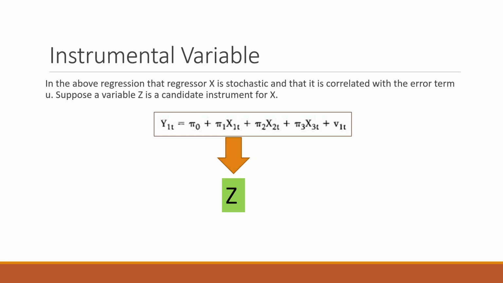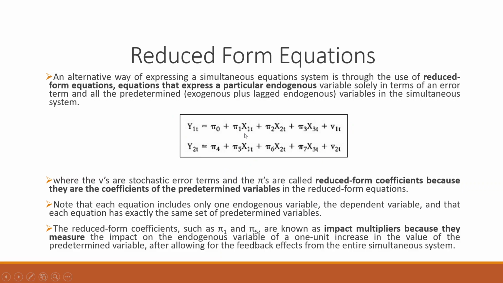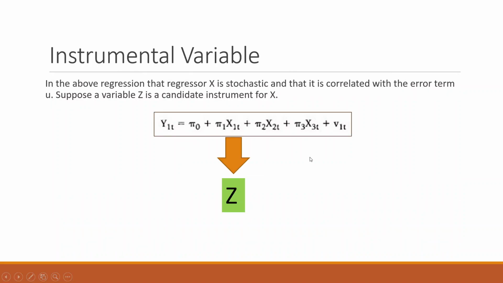Now, we will have to qualify one variable as an instrumental variable. In the above regression, X is stochastic and correlated with the error term. Let me tell you one thing. Why we are going for the simultaneous equation method is that X is correlated with the error term, and as it has violated the basic classical assumption, that's the reason we are going for the simultaneous equation model. Suppose a variable z is a candidate instrument for X. We have qualified this z, which is a representative variable for X.